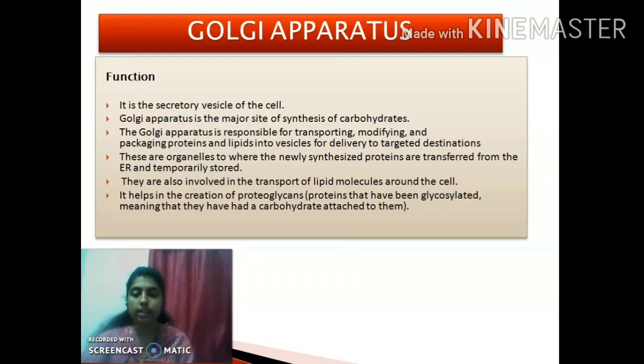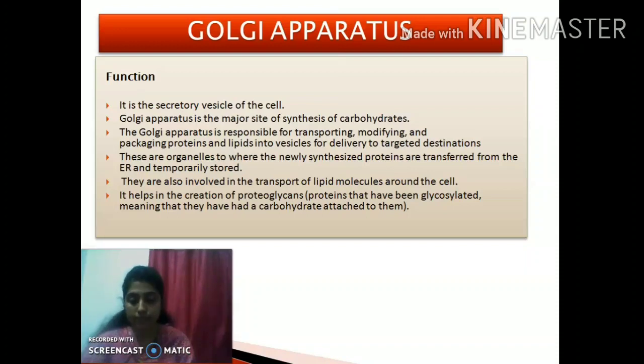Next, the Golgi apparatus is the major site of synthesis of carbohydrates. Now, this is a very important point. You should have the idea that carbohydrates are synthesized within the Golgi apparatus. That is, it is the main site or place of synthesis of carbohydrates. Clear? Next, the Golgi is responsible for packaging, modifying and transporting different types of proteins and lipids into vesicles for delivery to targeted destinations.